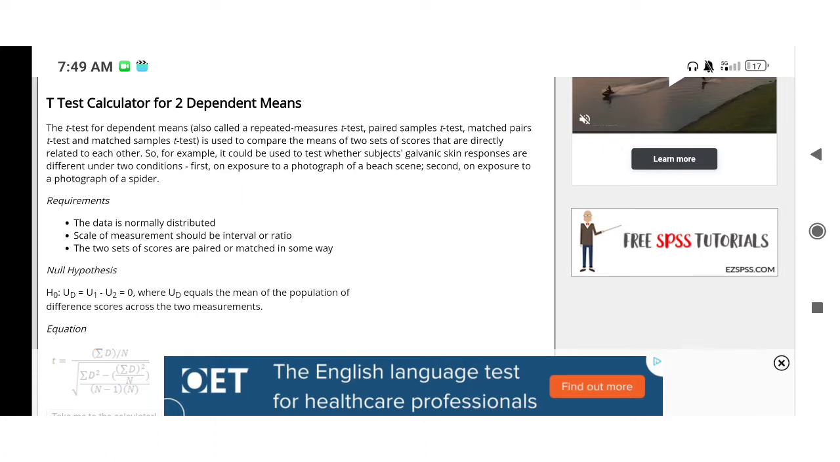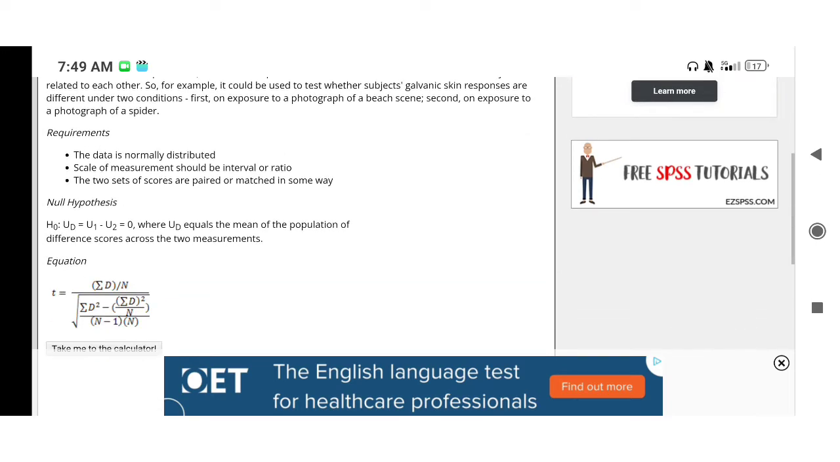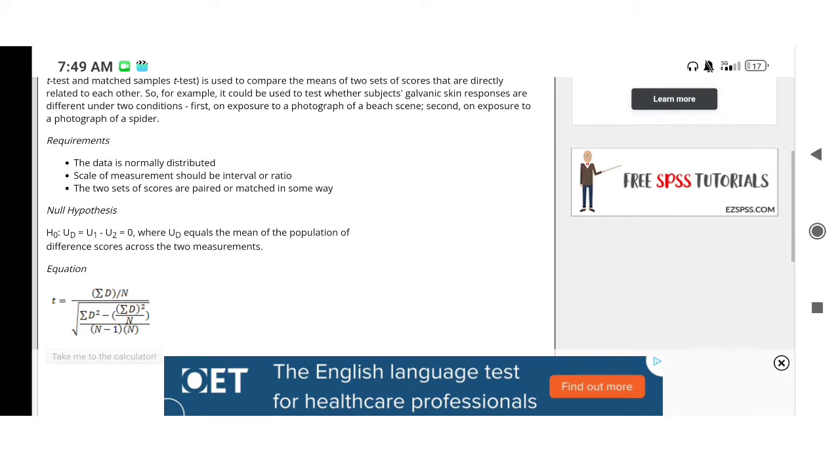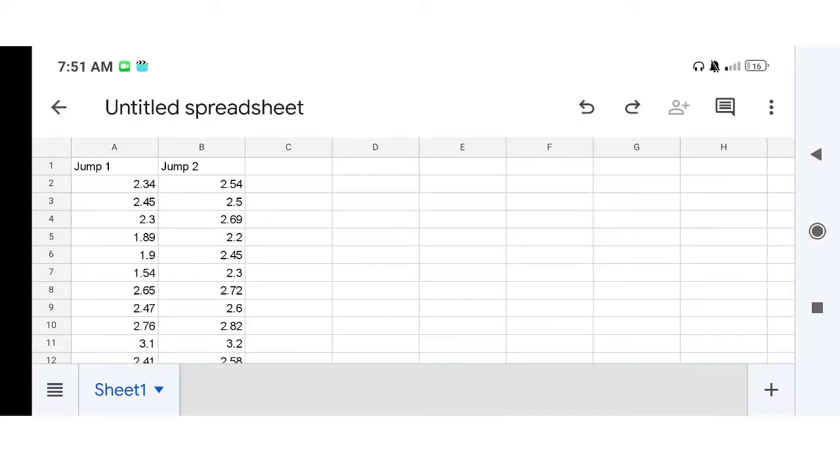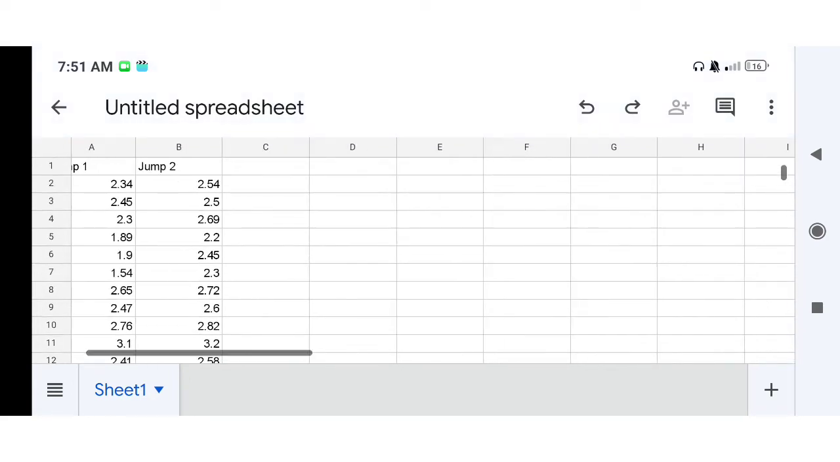So let's proceed to the t-test or independent t-test. By definition, the dependent t-test, called the paired samples t-test, compares the means between two related groups on the same continuous variable. So the requirements: the data should be normally distributed, the scale of measurement should be interval or ratio, and the two sets of scores are paired or matched in some way.